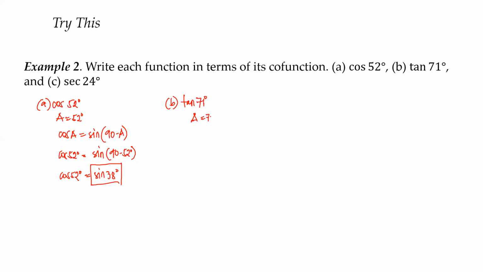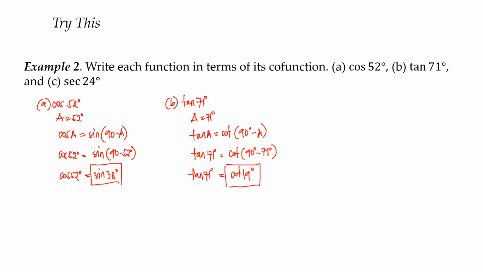For letter B, we have tangent 71 degrees. If A is equal to 71 degrees, tangent A is equal to cotangent of 90 degrees minus A. So tangent 71 degrees is equal to cotangent 90 minus 71, that is 19 degrees. Tangent 71 is 2.9042.